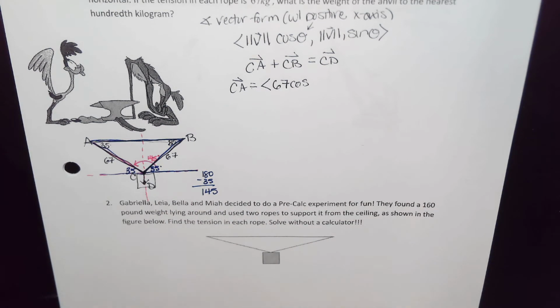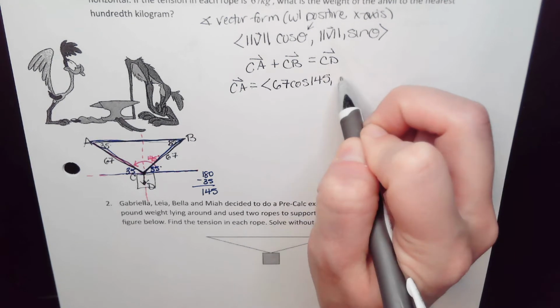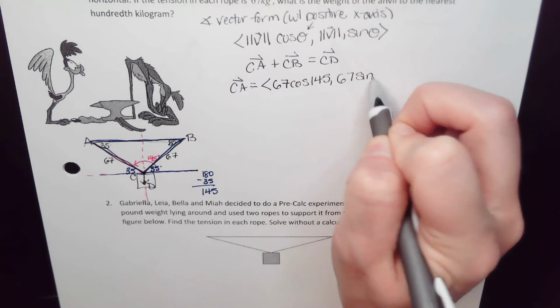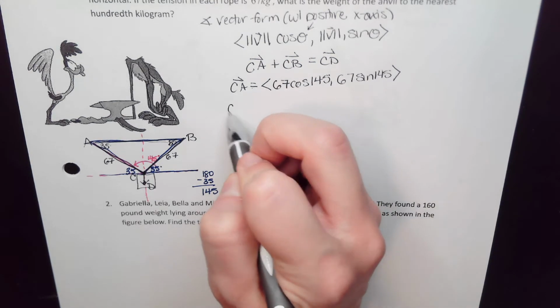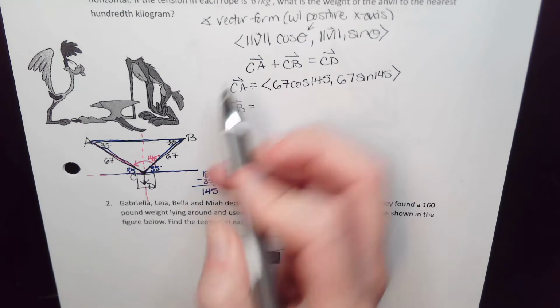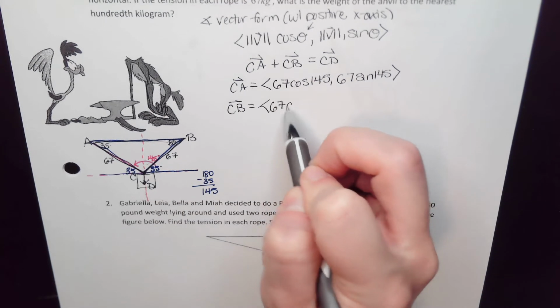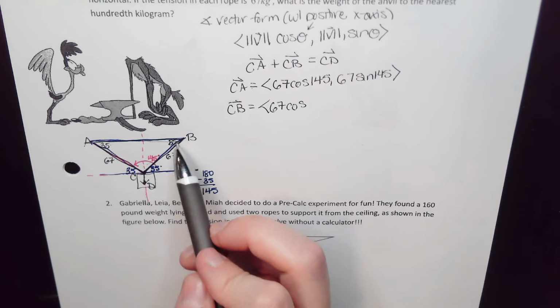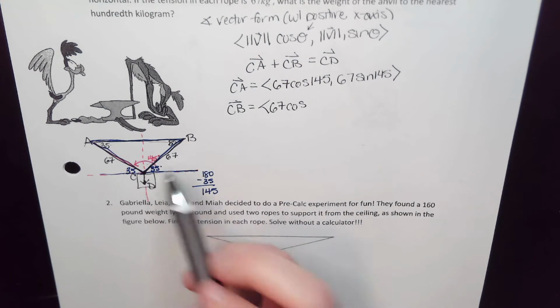All right, so now I know my angle is 145 degrees, so then I'd have 67 times sine of 145. That's vector CA. Now let's go on to vector CB. So that's this one right here. So again, my magnitude is 67. This time, the angle that it makes with the x-axis is a little easier to find. We already have that labeled as 35.